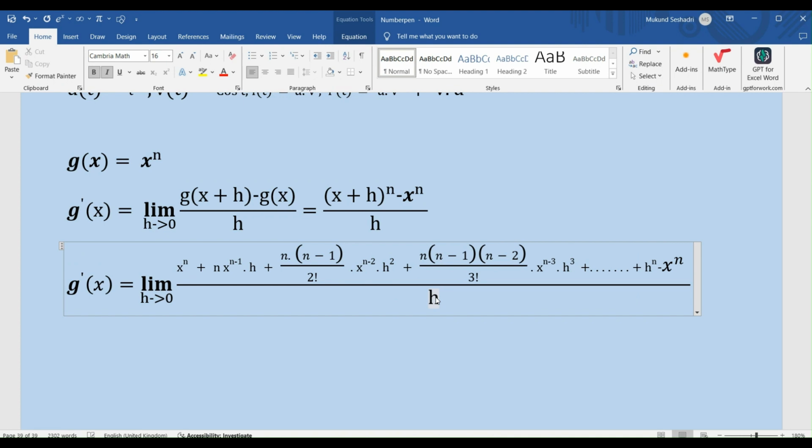Limit h tending to 0. I've used the binomial expansion for x plus h the whole power n. I've rewritten this as x to the power n plus n x to the power n minus 1 into h plus n into n minus 1 divided by 2 factorial into x to the power n minus 2 into h square plus n into n minus 1 into n minus 2 divided by 3 factorial into x to the power n minus 3 into h cube, and so on until we have h to the power n.